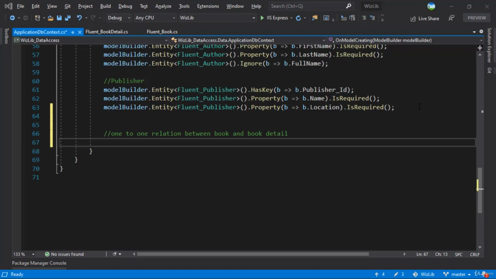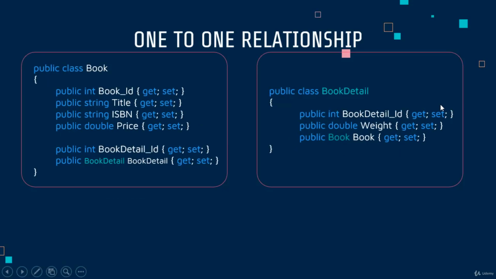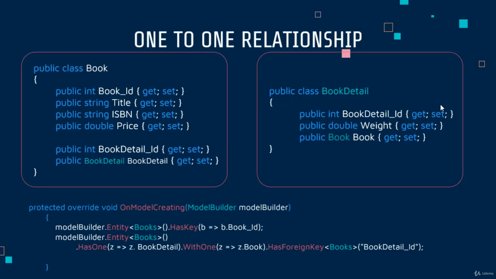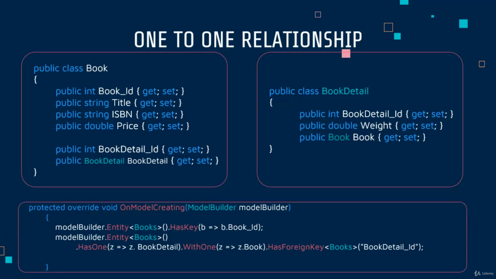Now how do we get this? Let me show you first what we'll have to do here. For Fluent API, we'll be using this. So here you can see model builder. First we have a has key and we'll determine the primary key. That we are already doing. After that, on the same book object, we have first has one. This is setting a one relation from book to book detail, that a book has one book detail.